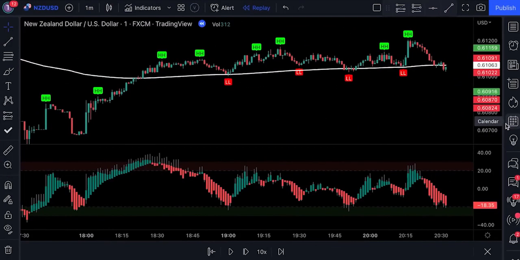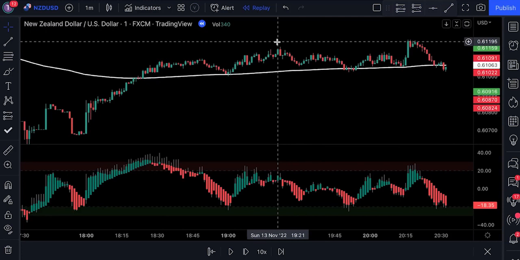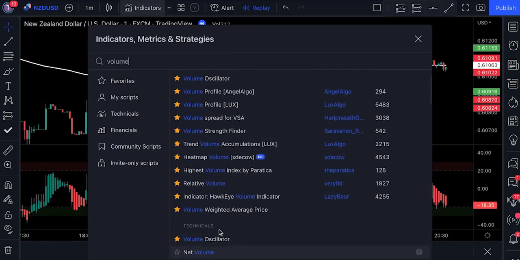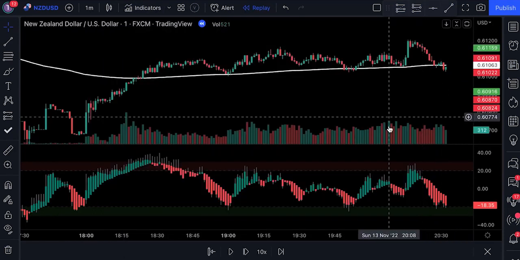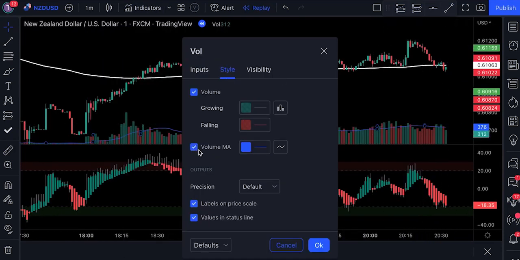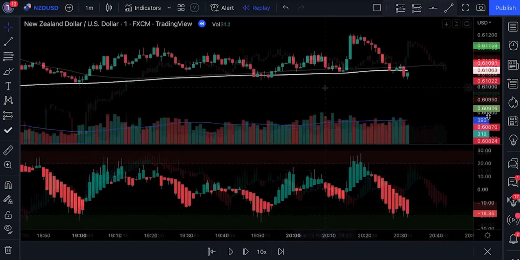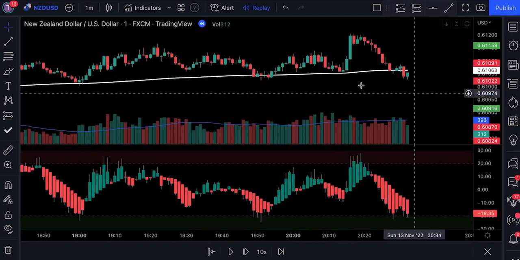Okay, now let me show you how to increase the number of those signals. The only thing you need to do is to get rid of the higher high lower low strategy and add a simple volume to the chart. In the style section, enable the moving average and set its length at 30. Now, the conditions for entering a long trade wouldn't be that different.